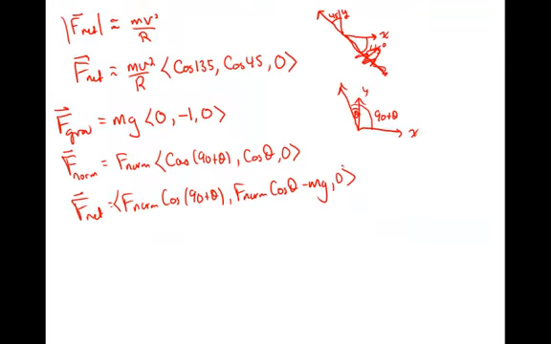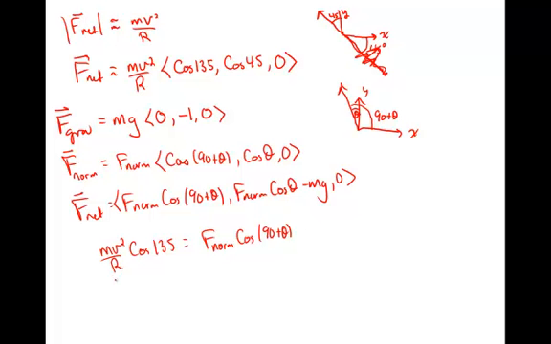All right, so I have two equations for the net force. The first one comes from what the centripetal force needs to be to keep this moving in the circle. This one comes from the free body diagram. Those two have to be equal to one another, so what we can do is just compare the terms. For the x terms, I'm going to have mv squared over r times cos 135 is equal to F norm cos of 90 plus theta.